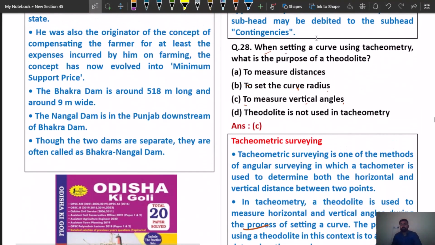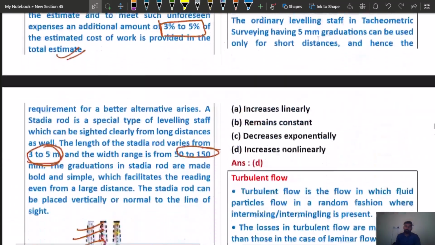So why we use theodolite in the tachymetry? Theodolite is used in tachymetry to measure vertical angles. So option C is correct. Now proceeding on next question.